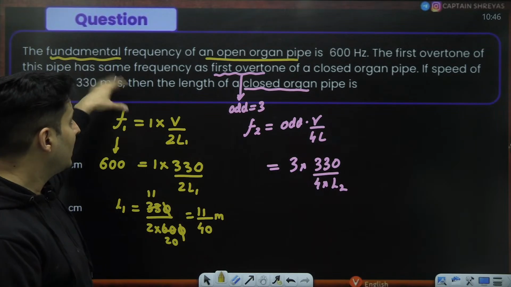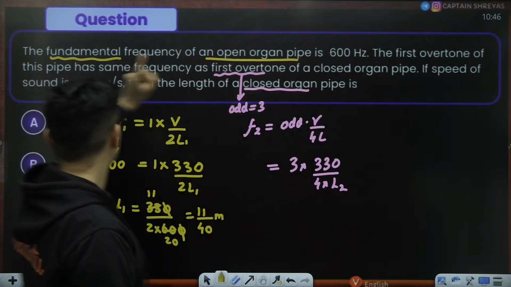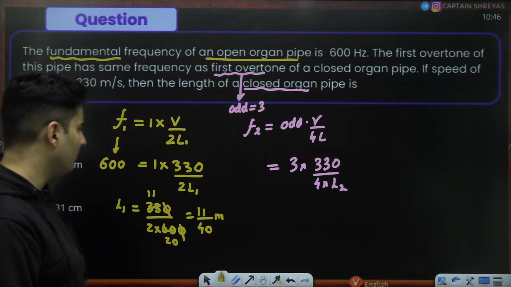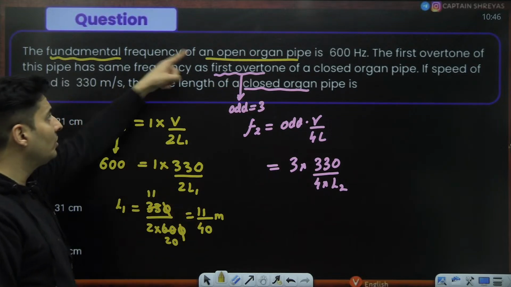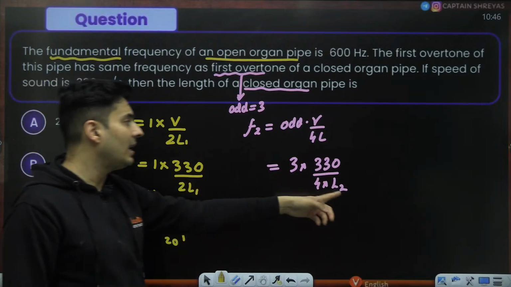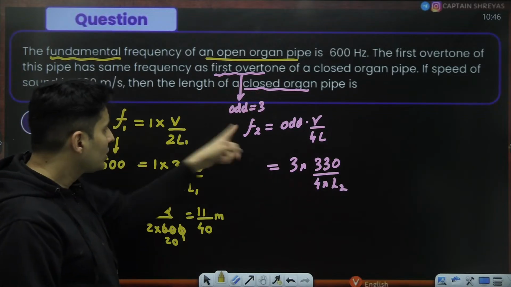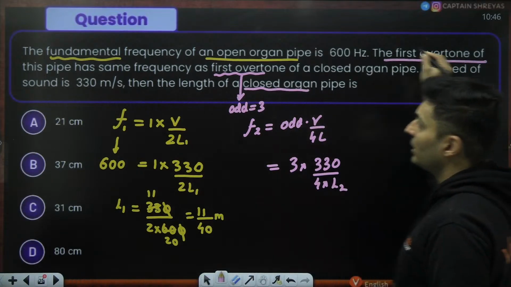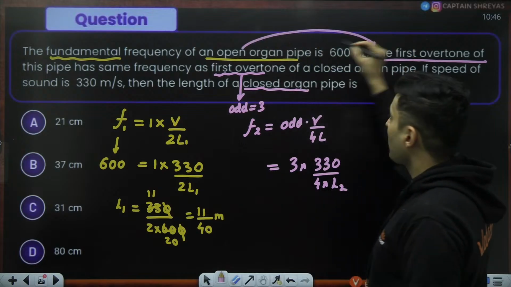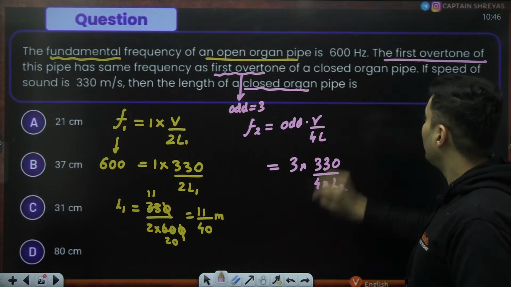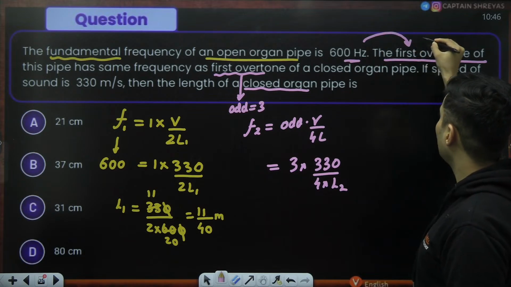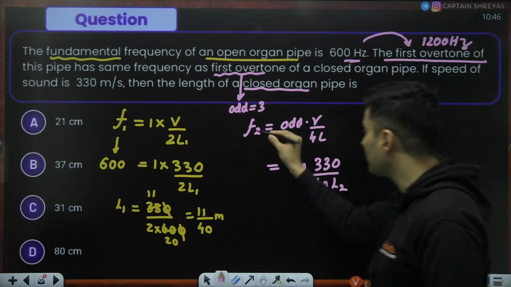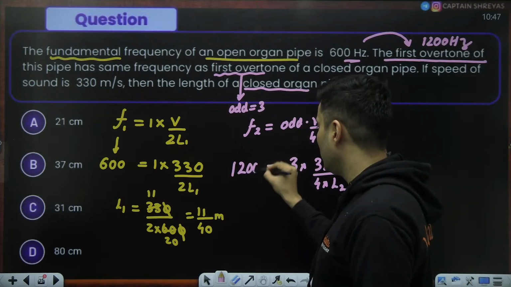The question is that the first overtone of this particular pipe has the same frequency as the first overtone of the closed organ pipe. Now this length is the length of the open pipe. We don't have to find that. We have to find L2 of the closed pipe. So what is this frequency? This frequency is the same as the first overtone of this open pipe. So the fundamental is 600. The first overtone will be how much? It will be 1200 hertz. So this F2 will be nothing but 1200.